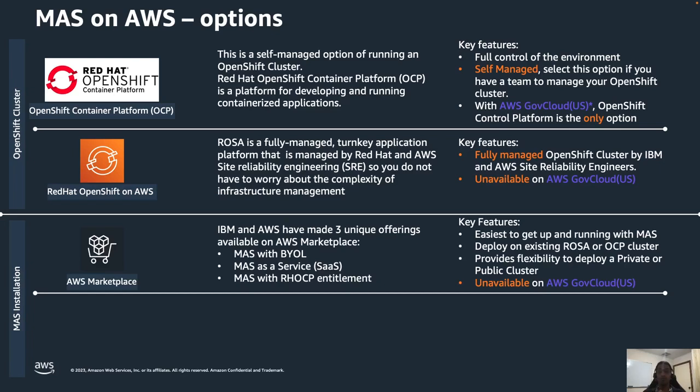All right, so the first option and the most straightforward option for customers would be AWS Marketplace, right? AWS and IBM have together put three unique offerings on AWS Marketplace. The first offering is MAS with bring your own license. So let's say you're a customer that is already running Maximo on premises or on AWS already, and you actually want to bring your Maximo workloads to MAS. MAS with BYOL would be a good option for you. In addition, there is a MAS SaaS offering.